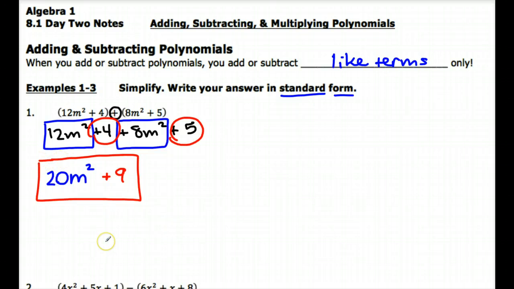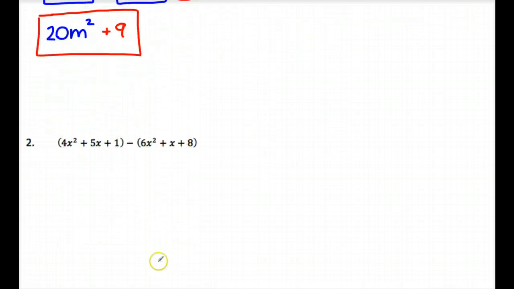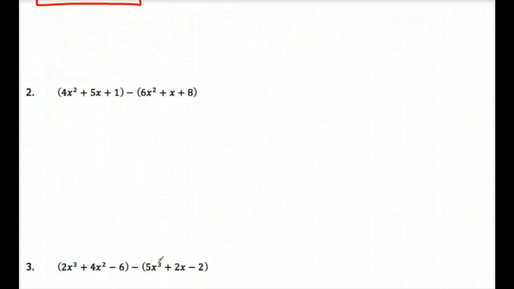Okay, looking at number 2, we have a subtraction problem. We have the quantity 4x squared plus 5x plus 1 minus the quantity 6x squared plus x plus 8. For the first part, this trinomial here, we can just rewrite it without the parentheses: 4x squared plus 5x plus 1. But for the second trinomial, we need to remember that there is a negative 1 in front of it.